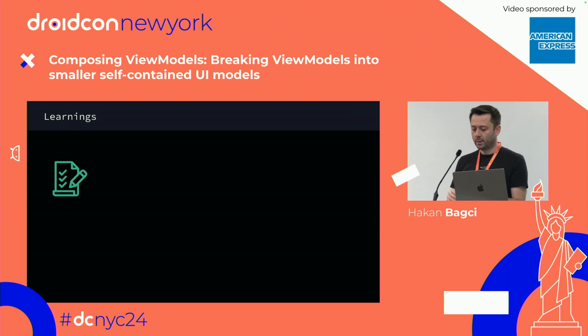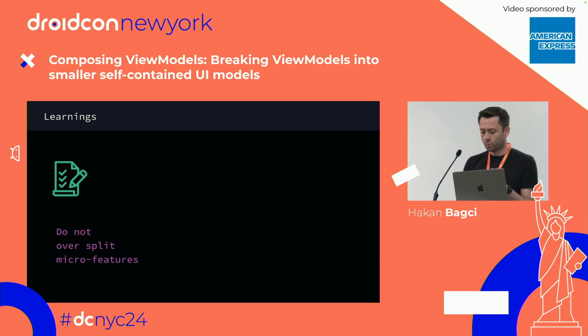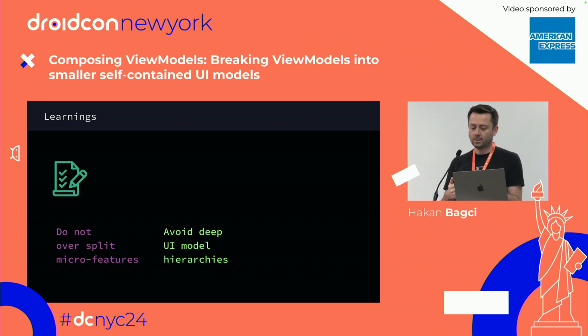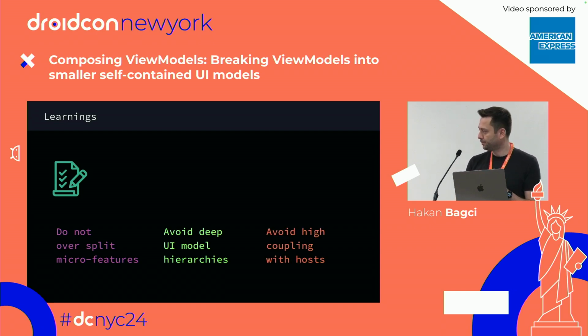A micro feature should be a logical group. It should mean something from a business domain perspective. So it's not a good practice to oversplit the features into several micro features if they don't mean anything by themselves. Similarly, it's better if we keep our UI model hierarchy depth in control and prevent having unmaintainable hierarchies. I think this is also key.